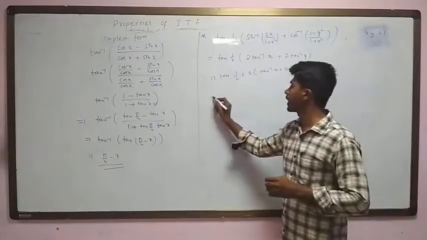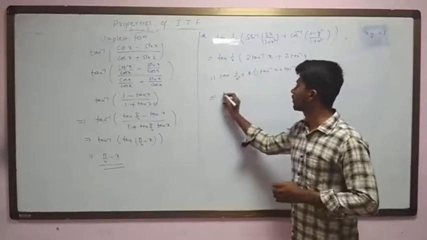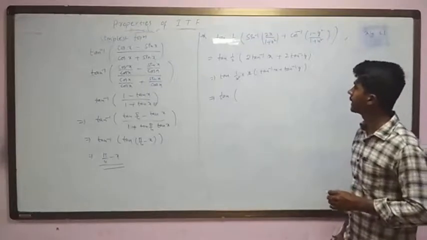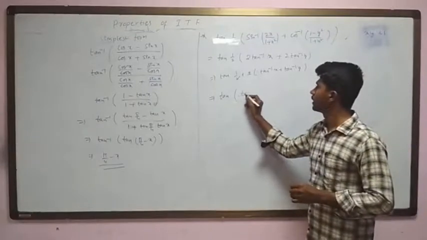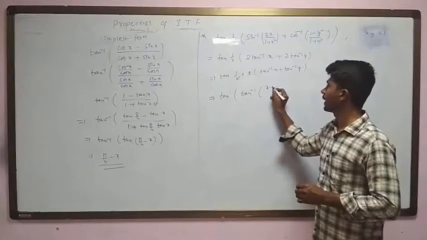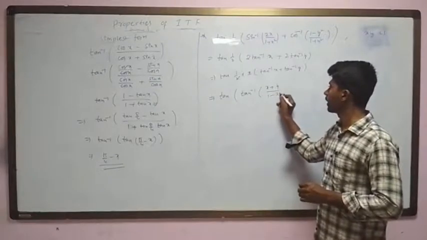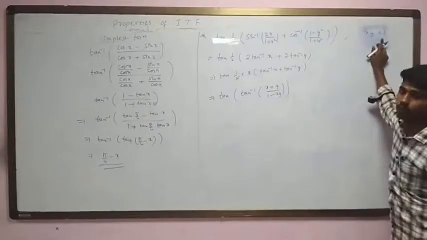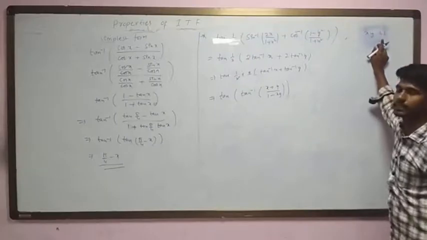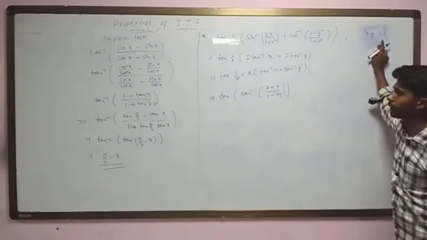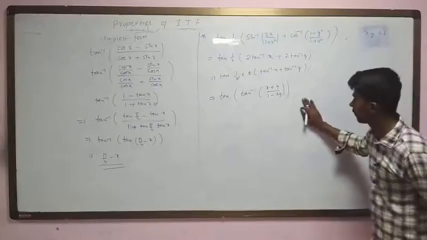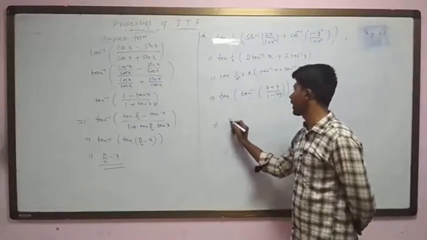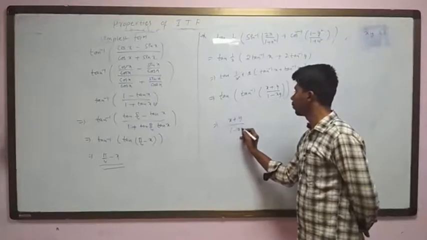So tan inverse x plus tan inverse y, what I can write here? Tan inverse x plus tan inverse y can be written as tan inverse of (x plus y) by (1 minus xy), but xy is less than 1. If xy is greater than 1, we have to write pi plus. Okay. Now what is my answer? Tan of tan inverse x is equal to x. So my answer is (x plus y) by (1 minus xy).